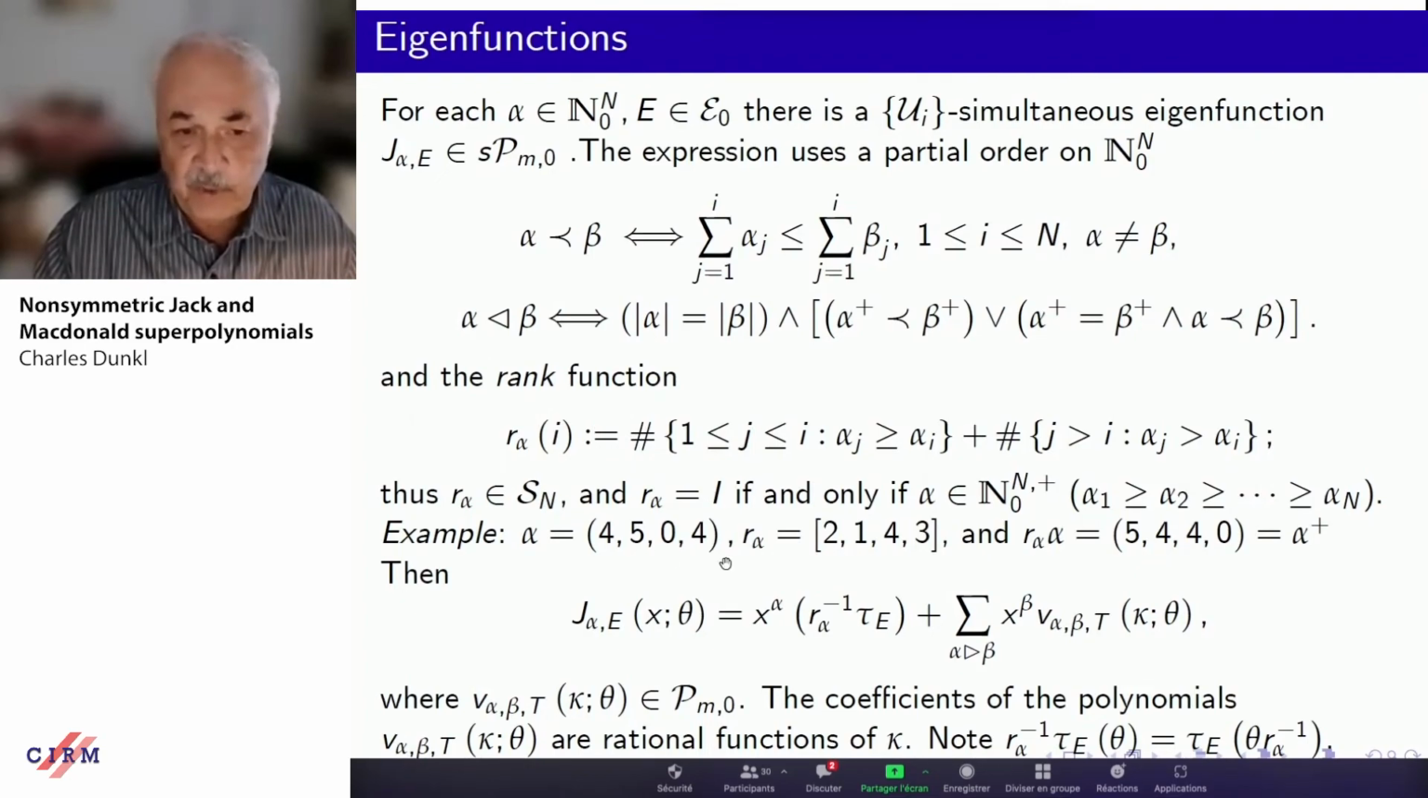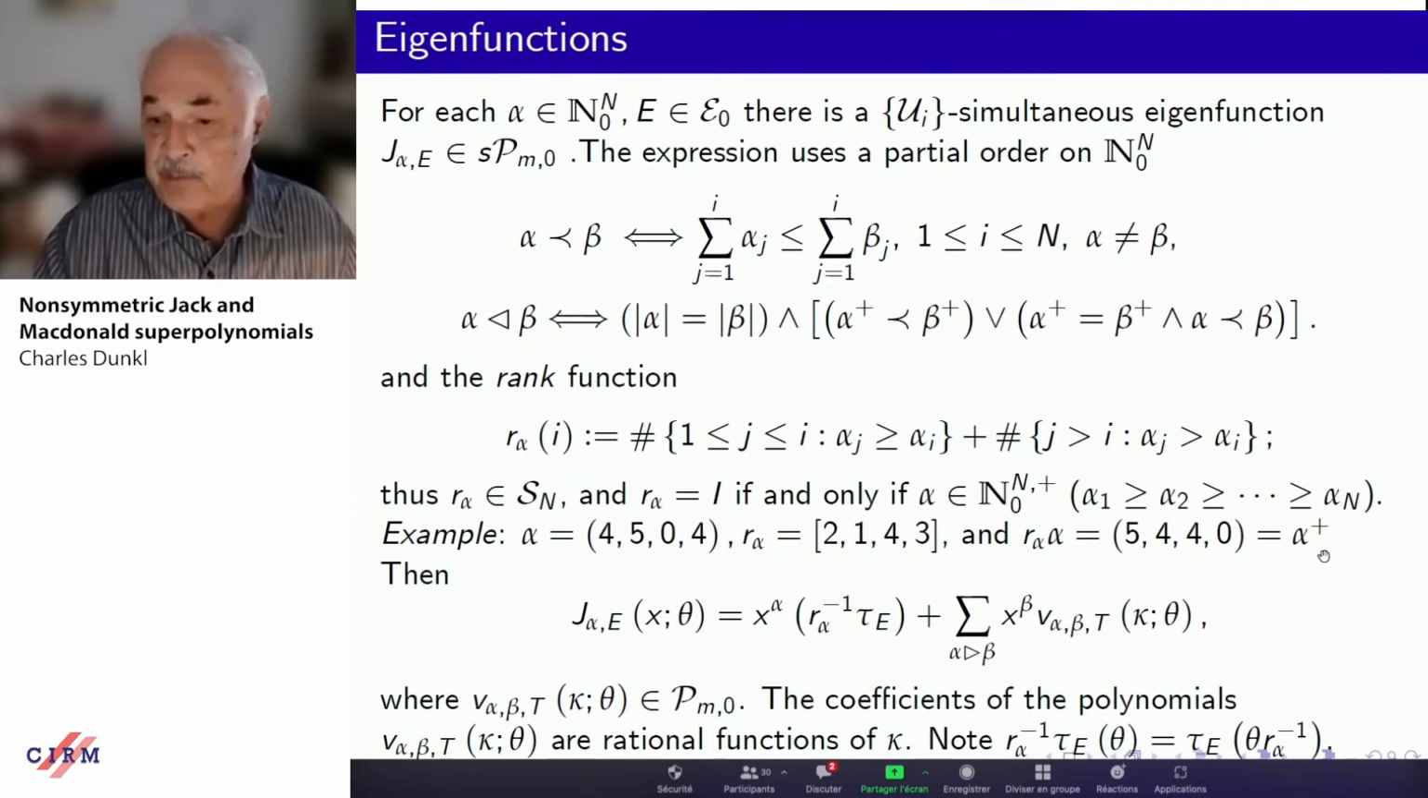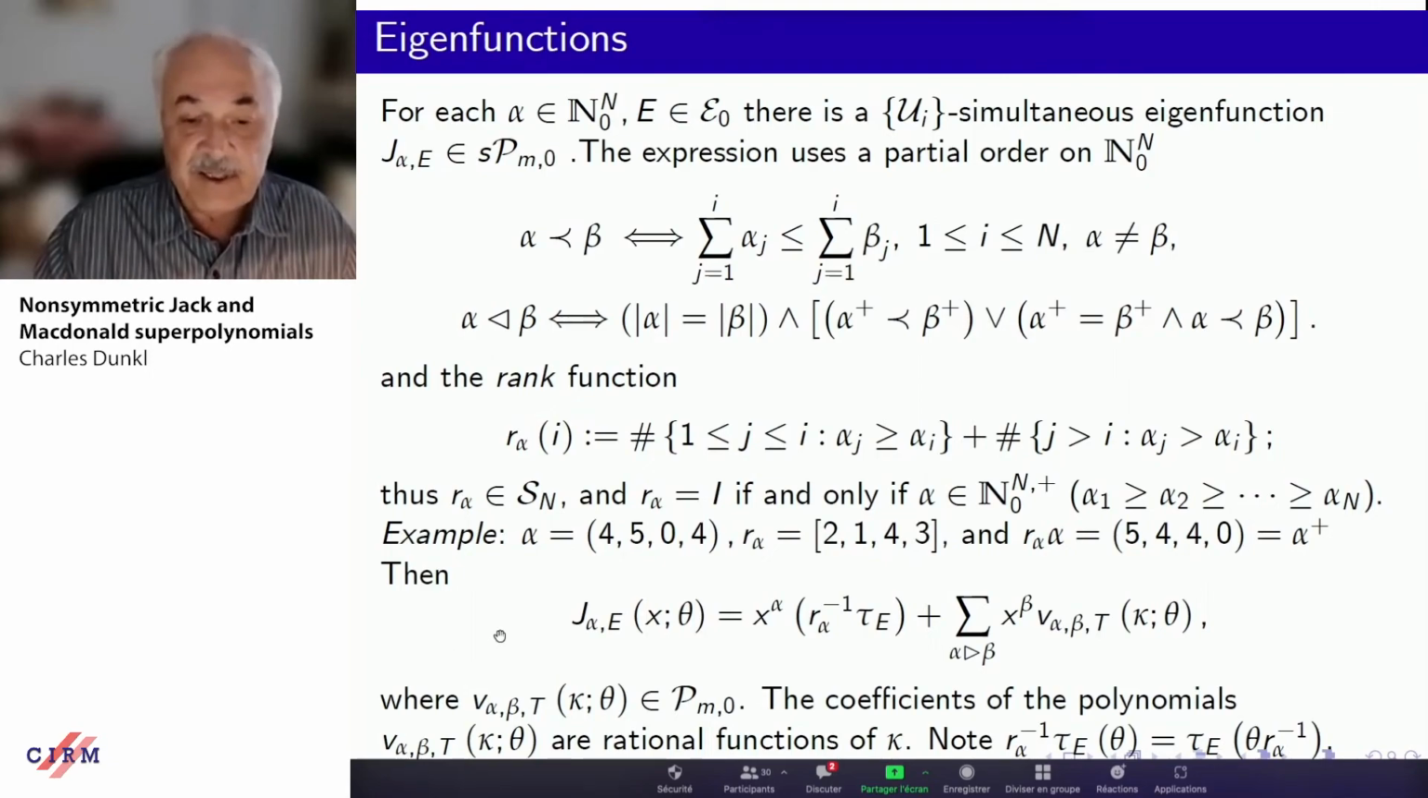Here's an example. Alpha is (4,5,0,4). That's the rank function. And if you act with the rank function on alpha, you put it into a non-increasing order. Then this is the expression of the simultaneous eigenfunction corresponding to an index and a set. It's x alpha. You have to act on tau e with the rank function inverse. And then there is a bunch of other things where beta is dominated by alpha. And the coefficients are rational in kappa. And this R alpha, remember, is tau e inside.